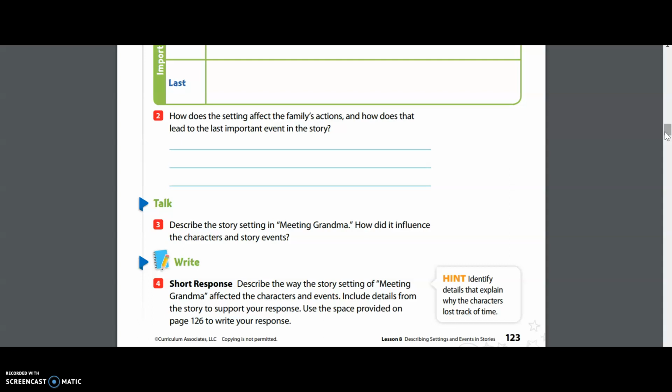You are welcome to talk about question number 3 with whoever is at home with you, or just to think about it in your head. But you're going to describe the setting in the story Meeting Grandma and how did it influence the characters and the events. So that's very similar to number 2, but I just want you to talk it out or think about it.